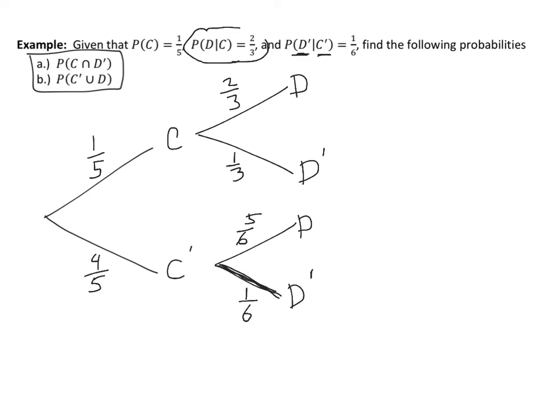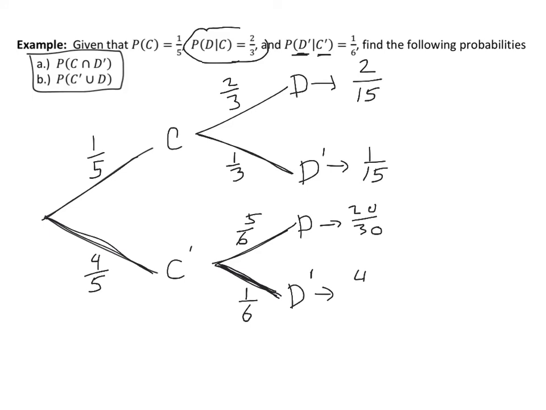Now that I have these things, I can multiply out each of these things. Along the very top, I'm going to have 2/15. In this branch here, I wind up with 1/15. On this branch, I have 20/30. And along this very, very bottom branch, I wind up with 4/30.